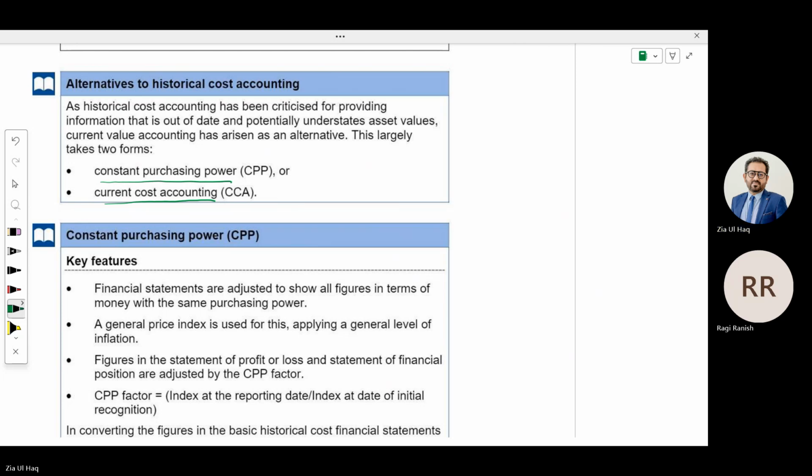Inflation. Constant purchasing power means inflation. If we have $100 now, what will be the value of this $100 in the future? Will it remain the same? No. The value will be reduced over the years. Why? Due to inflation.